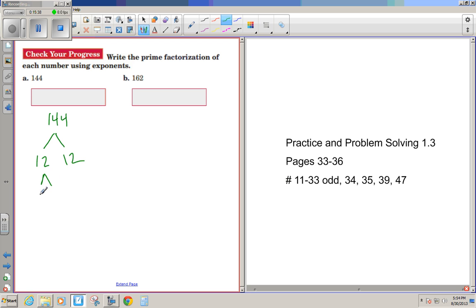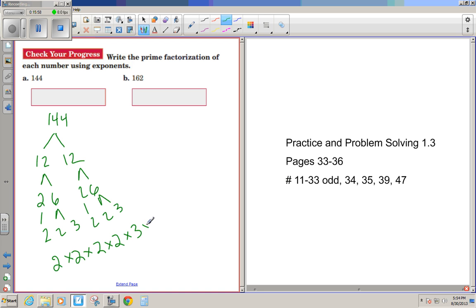12 is 2 times 6. 6 is 2 times 3. And now let's rewrite this, putting all the factors together. 2 times 2 times 2 times 2 times 3 times 3. So, prime factorization. Now the exponent. 1, 2, 3, 4. 2 to the 4th. 1, 2 times 3 squared.